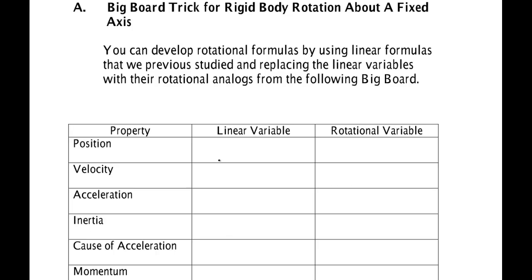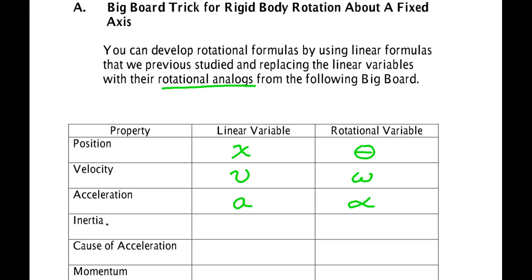Properties that we know that we can develop analogs for include position, defining something and where it's located. The linear variable is x. The rotational variable is theta. Velocity. We use the symbol v when we're in linear land. When in rotational land, we use omega. Acceleration, we use the symbol a. In rotation land, they use the symbol alpha.